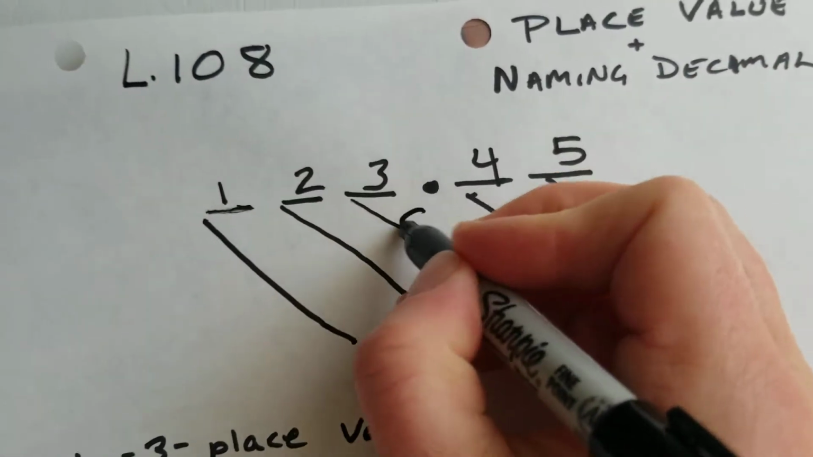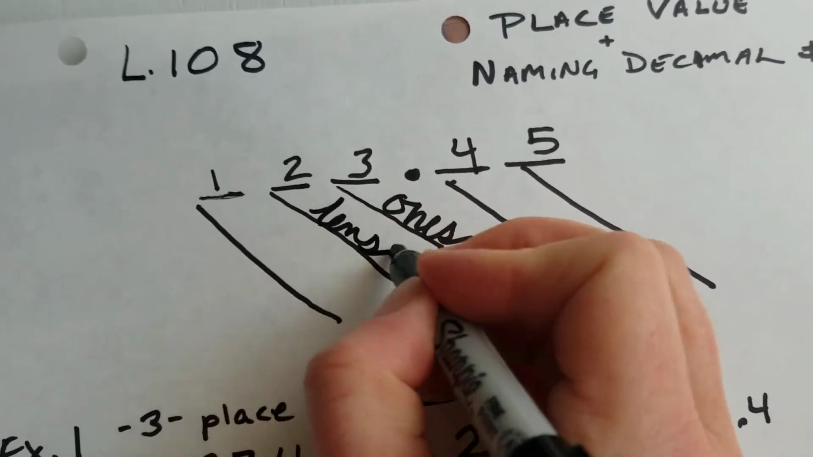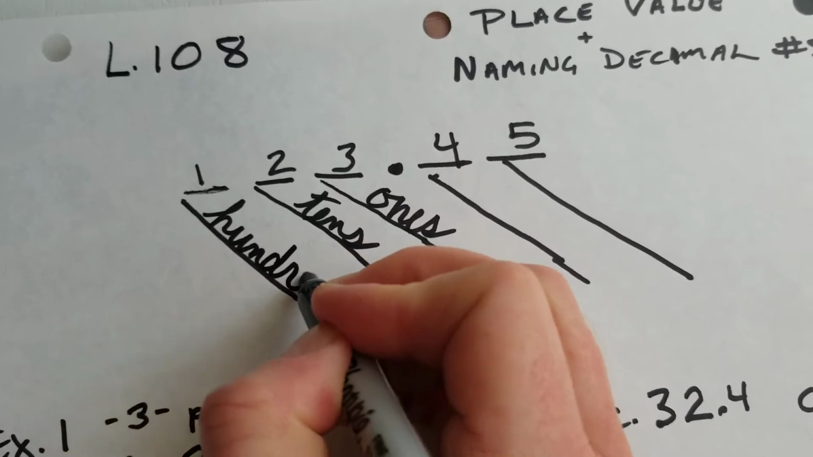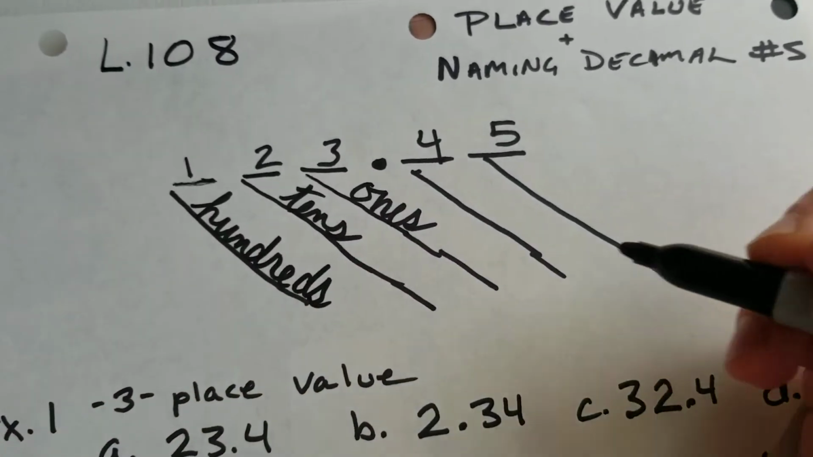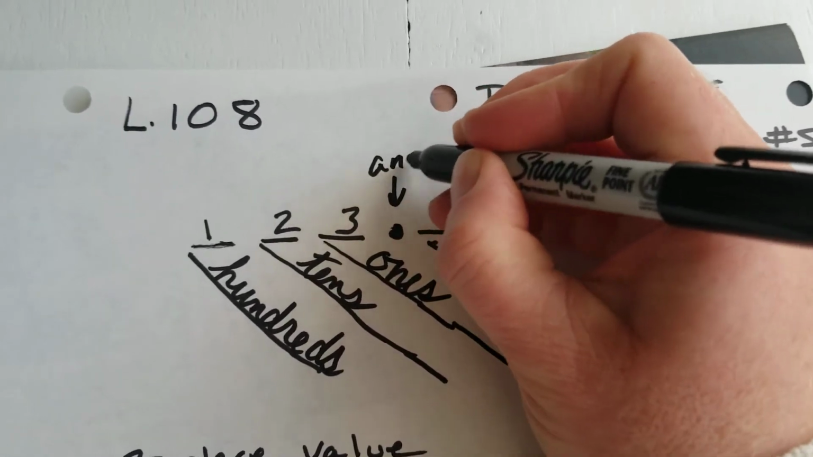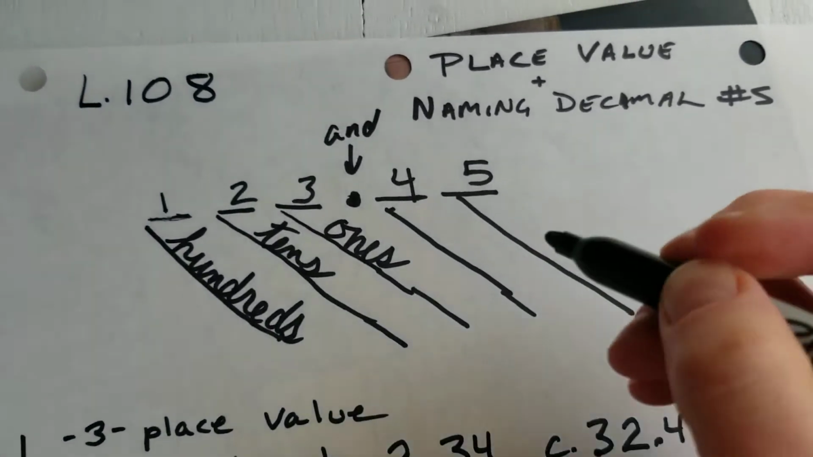The 3 is in the ones place. The 2 is in the tens place. And the 1 is in the hundreds place. Okay, now we have the decimal. Decimal is always said as "and." 123 and 45 hundredths is how we would say this number.